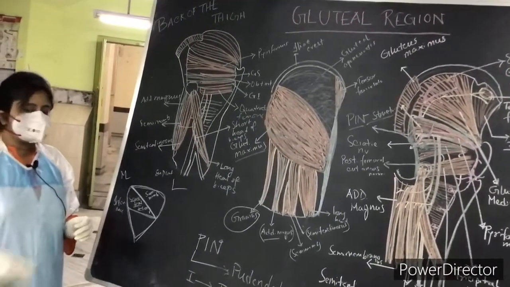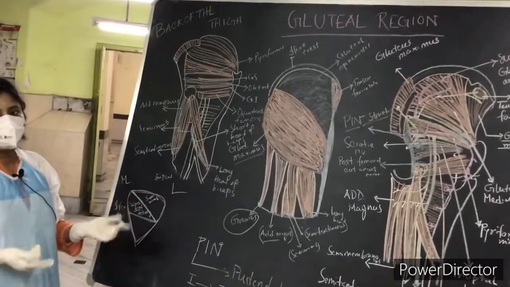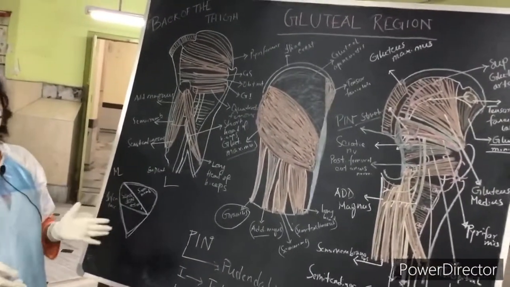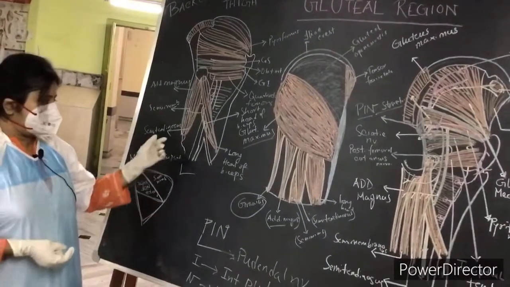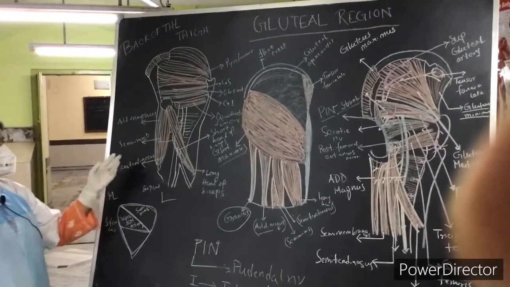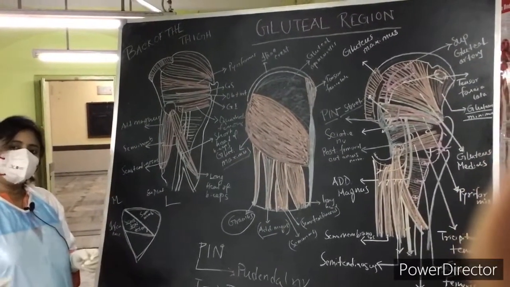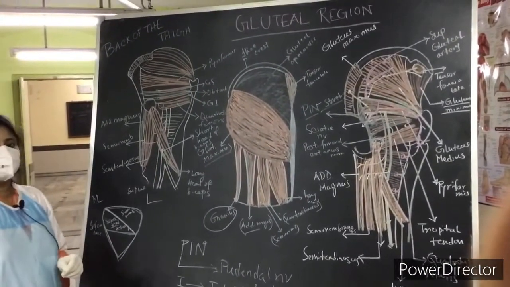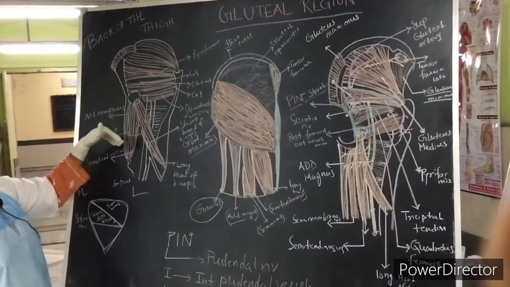And the second criterion is that the insertion should be beyond the knee joint, that is in the tibia or fibula or both bones. And the third point is that all the hamstring muscles should be supplied by the medial division of the sciatic nerve, that is the tibial component of the sciatic nerve. All muscles of the hamstring group should get this innervation.